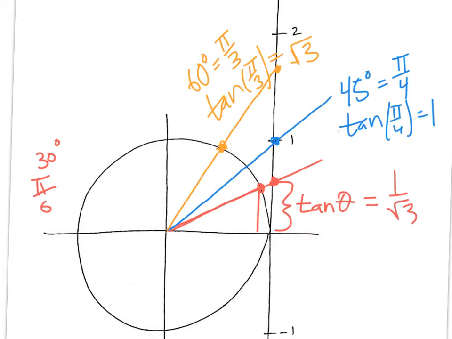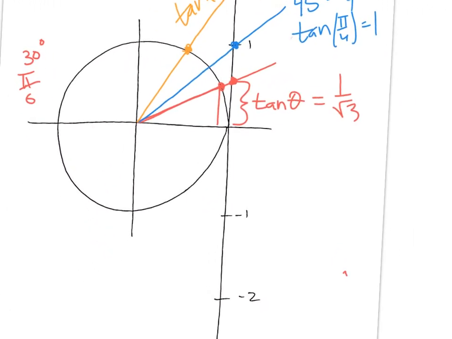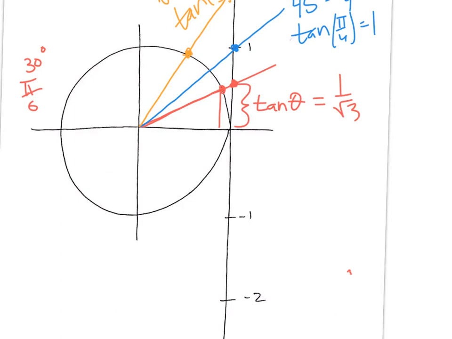Let's take a look at a different angle. What if we were talking about this? You're thinking to yourself, I wonder what that angle is. Hopefully you thought to yourself, that's 135 degrees, which is the same as 3 pi over 4. And that line, if we move it out here, is not going to cross, but if we extend it back, it is going to cross.